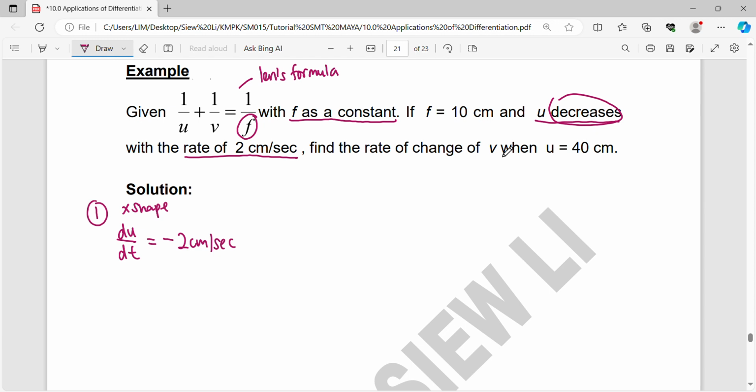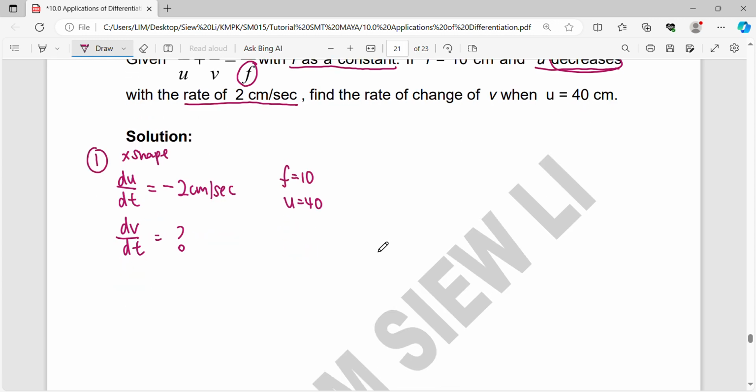Find the rate of change of v. So we need to find dv dt. This is to be figured out when u is equal to 40 and f is equal to 10. As we can see, f is a constant and u equals 40. So these are the constants we want to substitute later when finding the rate of change of v.